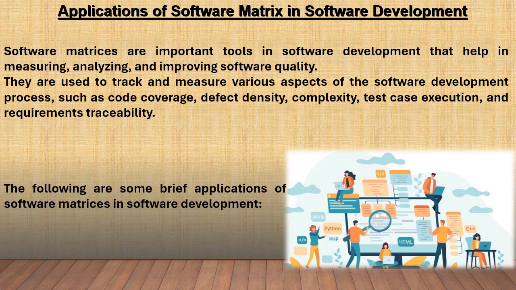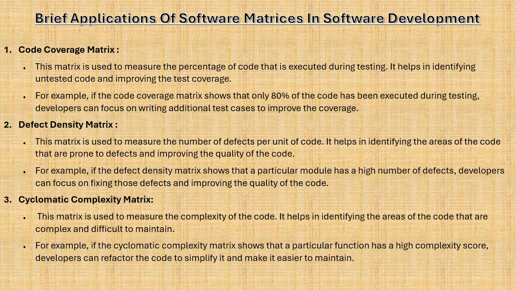Next topic is about the applications of software matrix in software development. Software matrices are important tools in software development that help in measuring, analyzing, and improving software quality. They are used to track and measure various aspects of the software development process, such as code coverage, defect density, complexity, test case execution, and requirements traceability. The following are some brief applications of software matrices in software development.